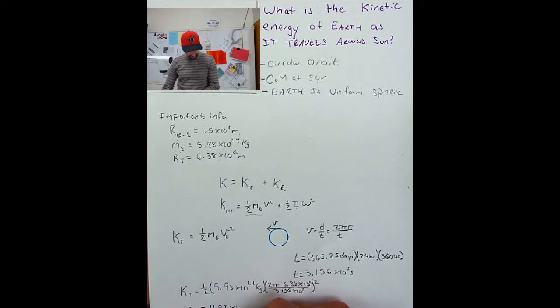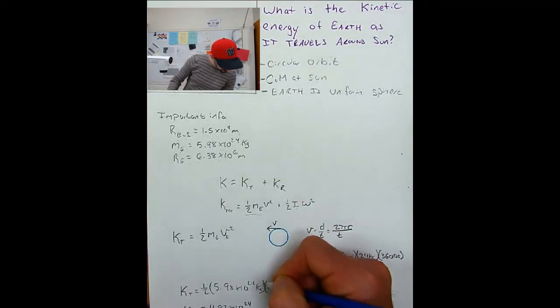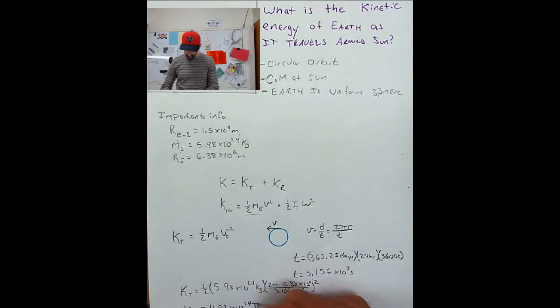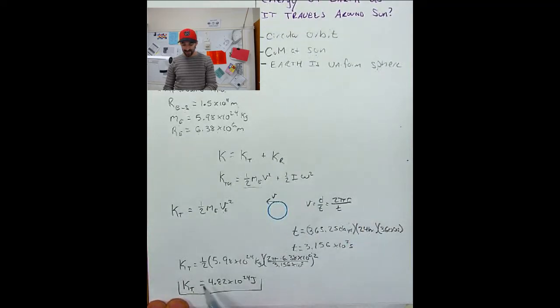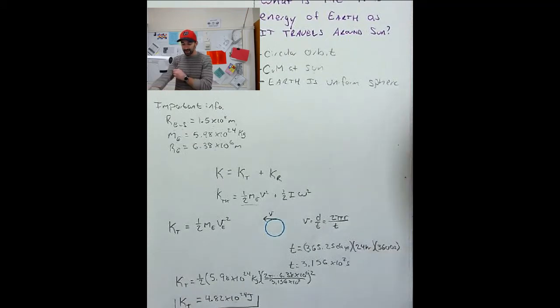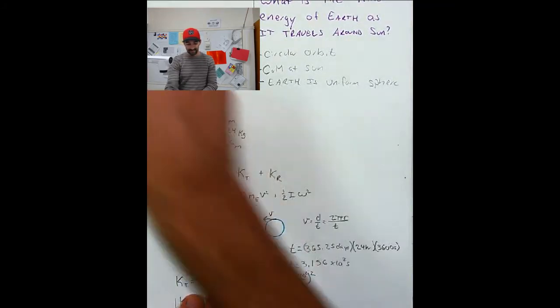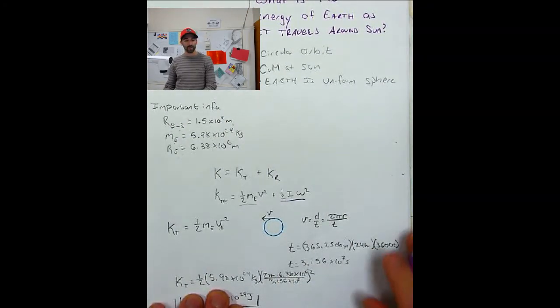4.82 times 10 to the 24th, and that'll be a joule. So that is not my total, remember. That is my translational kinetic energy. So now we're going to focus on this much more difficult part, the 1/2 I omega squared part.